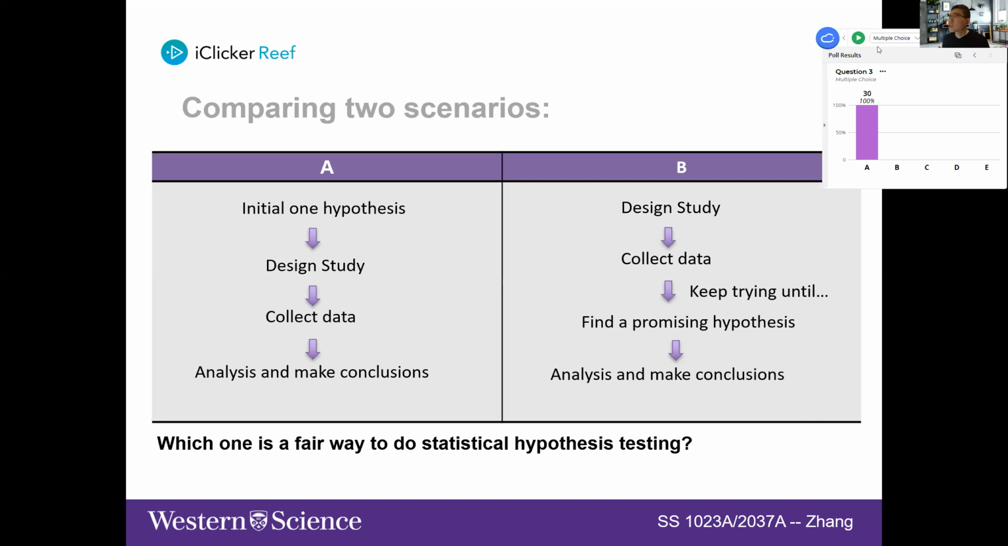And for procedure B, we start with our study design and collect our data, and we keep trying to find the hypothesis until we find a certain hypothesis that is promising to make some interesting conclusions. Finally, we do analysis and make conclusions based on that. So tell me which one you believe is a fair way to do hypothesis testing.